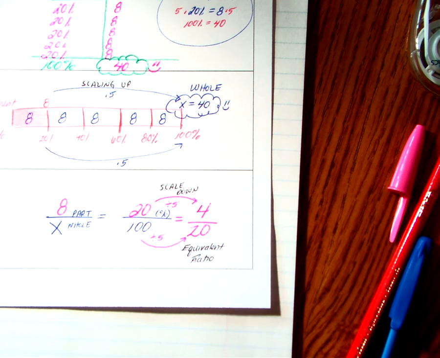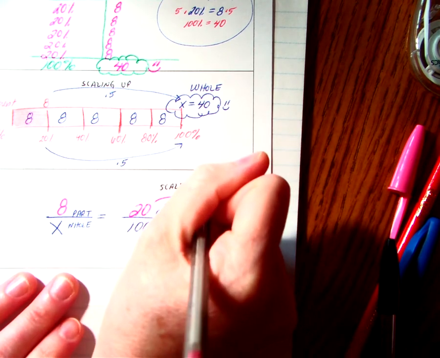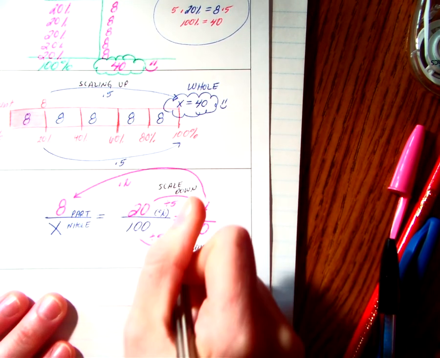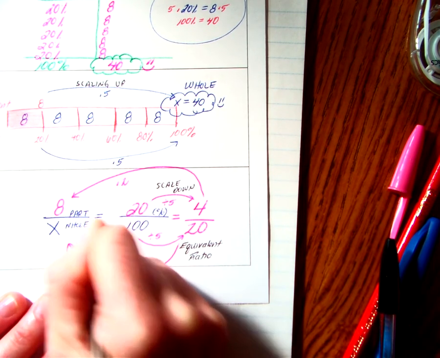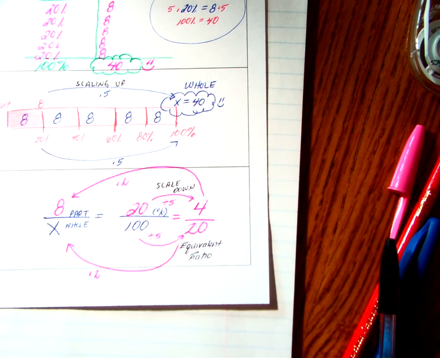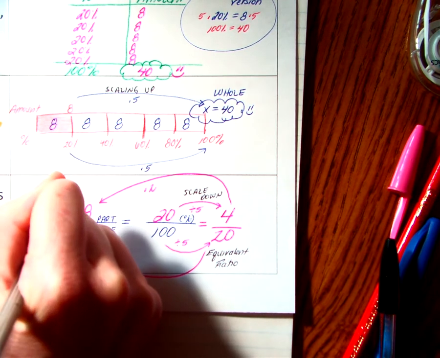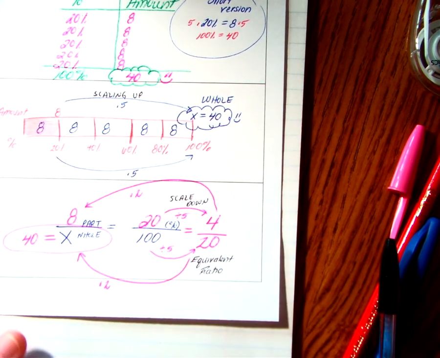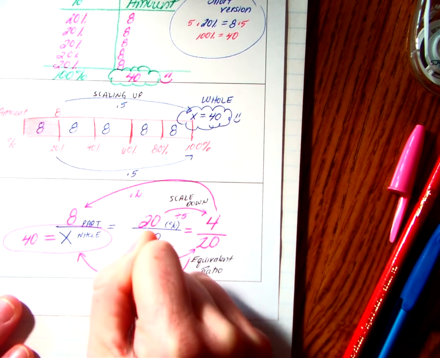But I'm not there yet. I'm solving for x. We're going to have to now scale up. So traveling from 4 to 8, you ask yourself, 4 times what gets you 8? 4 times 2. Do the same here. 20 times 2. And 20 times 2 will get you the end result. That'll get you the whole, or the value for x, which is 40. So here you scale up.